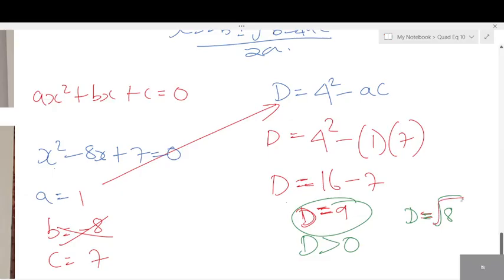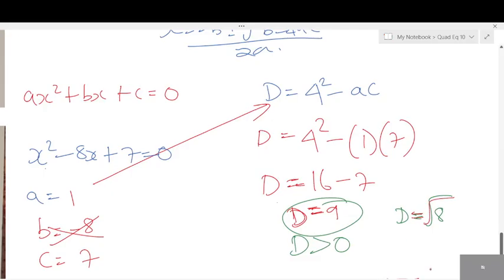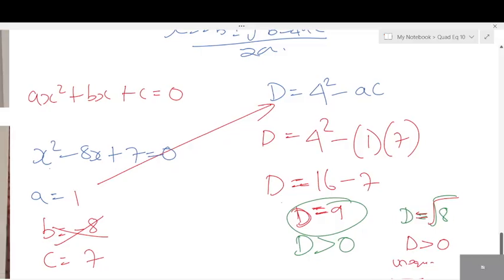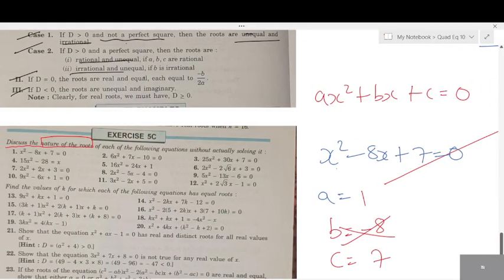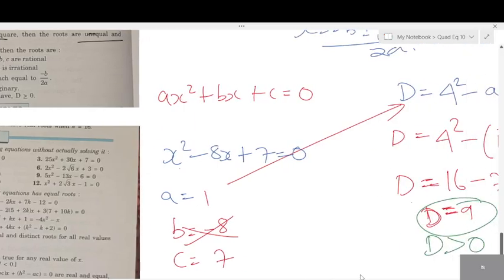What is root 8, students? Greater than 0 or less than 0? Greater than 0. If it is greater than 0, this is what? Unequal, and rational or irrational? What is root 8? It's not a perfect square. The answer will be irrational and unequal.